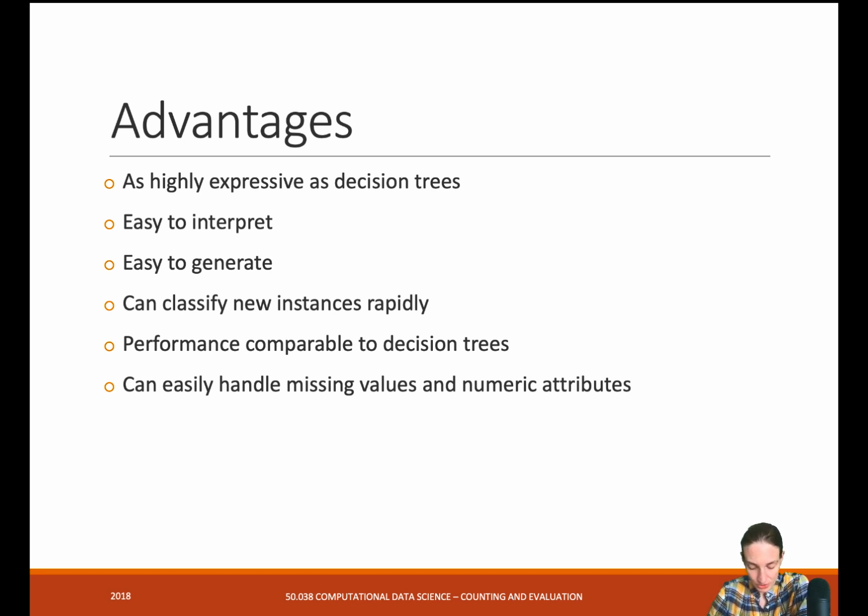They're quick and easy to generate. We can classify new instances rapidly. Inference is very quick, and it has a performance comparable to decision trees. We can easily handle missing values and numerical attributes because we don't have to go through this whole node root thing like in decision trees.